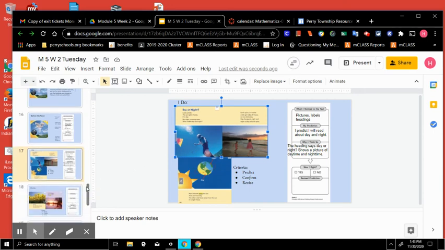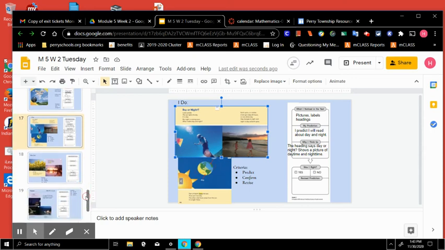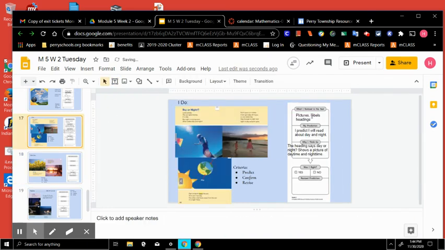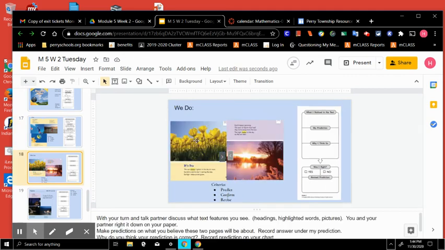So again, you can read this book on your own. And I will also put it in HMH and you can read it there as well. Now, with this book, we're going to look at these two pages. So find these two pages in your book. Think to yourself, what did I notice about this text? What did you notice? Remember what I noticed on mine? I noticed the pictures, the labels, and the headings. What did you notice? What do you see on these two pages?